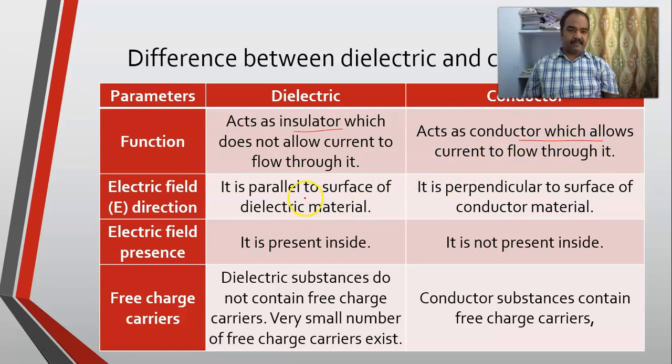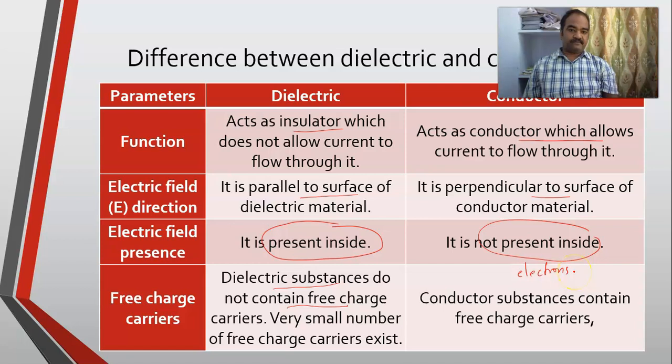In a conductor, the electric field direction will be perpendicular to the surface. Whereas in a dielectric, the field will be present inside the material because you are developing some sort of dipole, so a field will be developed inside. But in conductors, there won't be any field inside, there will be direct movement of electrons. And dielectric substances do not contain any free charge carriers. Only conductors have these electrons, which traverse from one position to another due to the application of electric fields.